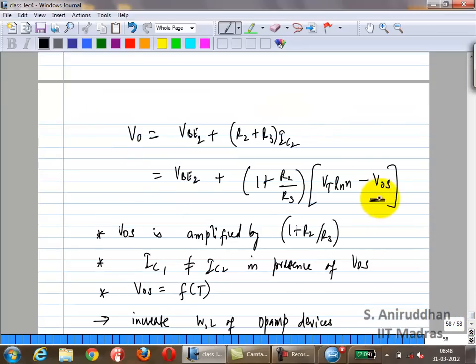The other thing we'll do is, you see that this VOS is related to VT and VBE2. So now we can also think of increasing these two quantities without affecting VOS. How do you do that? Well, instead of having a single PN junction, you can have two PN junctions in series. Right? That will give you two VBE2 and that will give you two VT ln N. Okay?